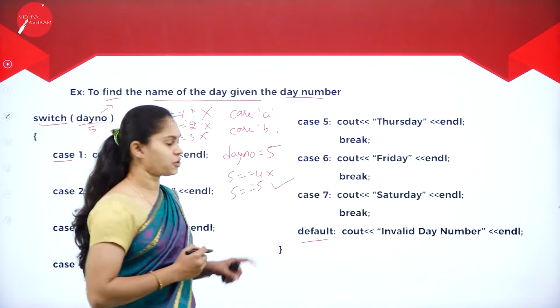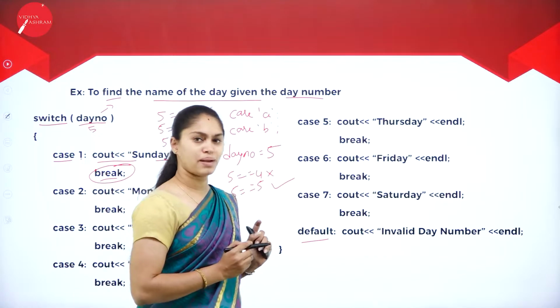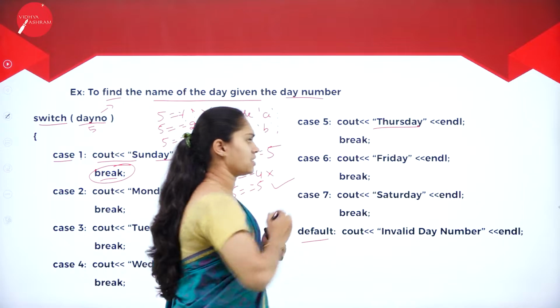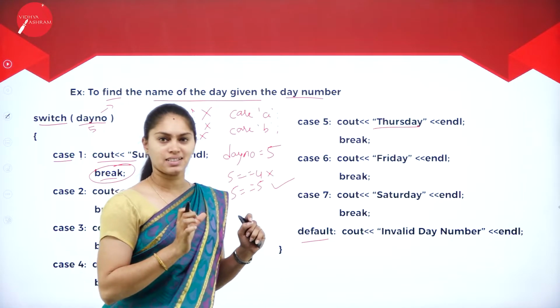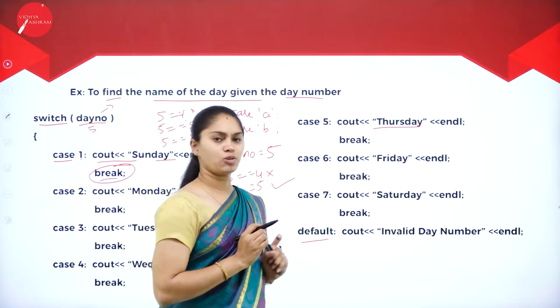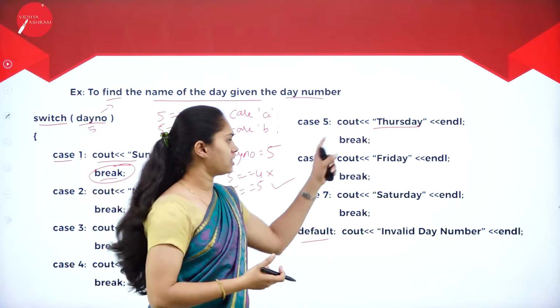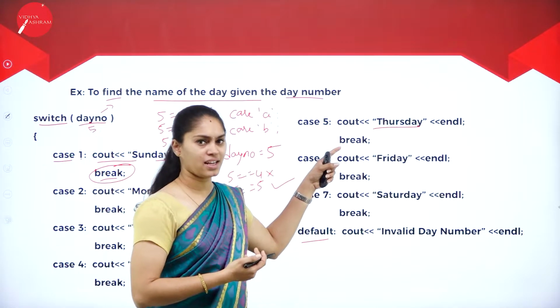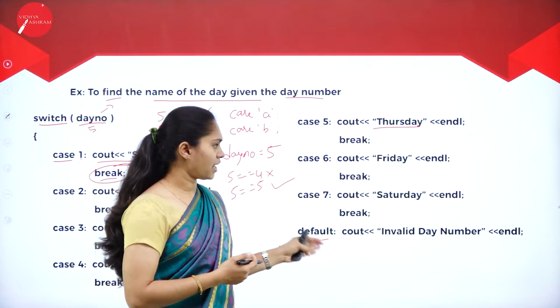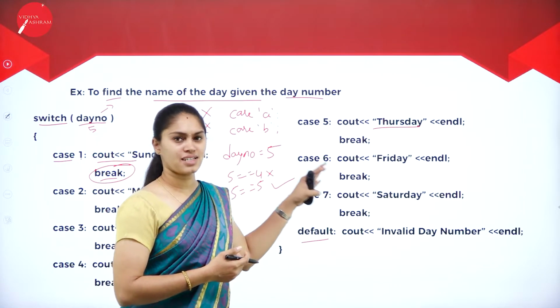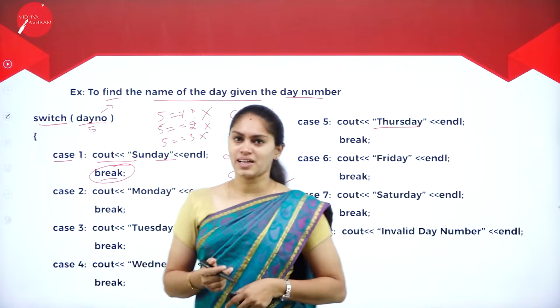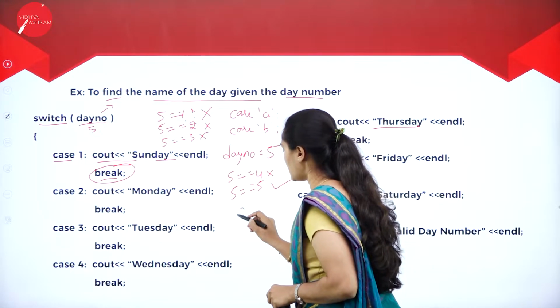Then it becomes true, and it will execute the statement cout Thursday. Whatever we have in the cout within double quotes will be considered a statement. Then on the output screen, it will give Thursday as the output. And when it encounters the break, it will come out of the switch and won't execute any of the other statements in the switch statement. Okay, so this is one example.